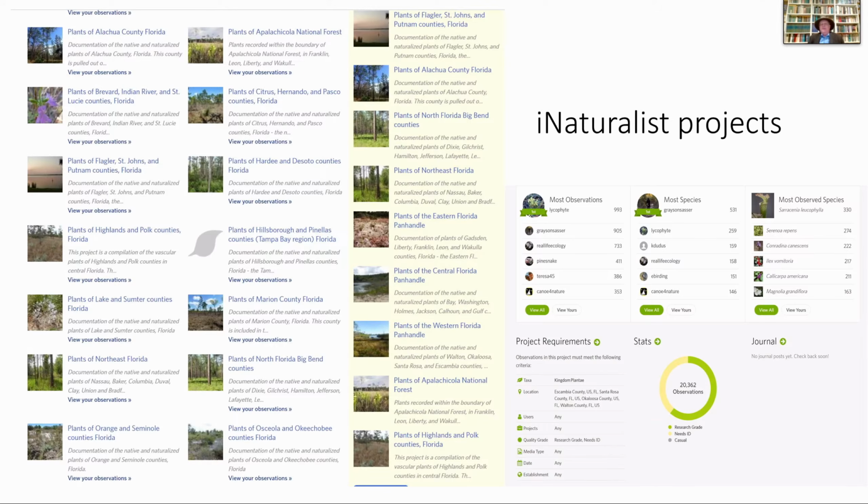But just as an example, in the Highlands and Polk County one, there's over 20,000 observations. I'm sorry, this is the Western Panhandle. Over 20,000 observations as of this date.